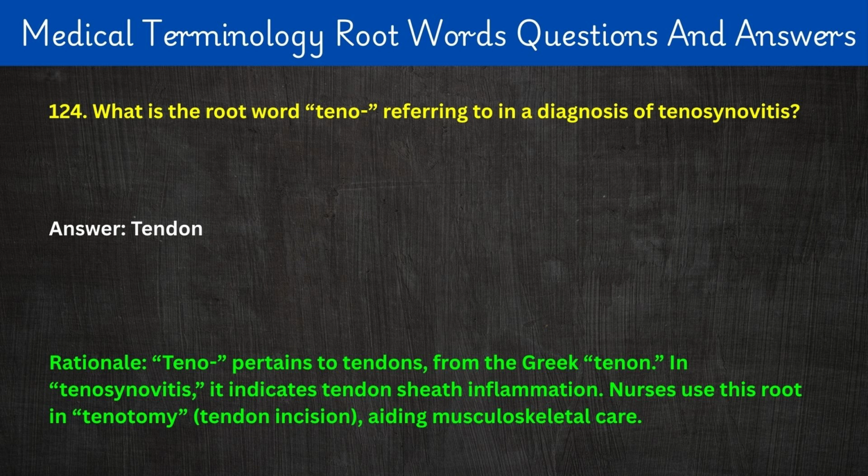124. What is the root word teno- referring to in a diagnosis of tenosynovitis? Answer: tendon. Rationale: Teno- pertains to tendons, from the Greek tenon. In tenosynovitis, it indicates tendon sheath inflammation. Nurses use this root in tenotomy, tendon incision, aiding musculoskeletal care.